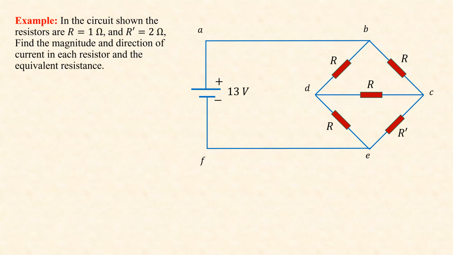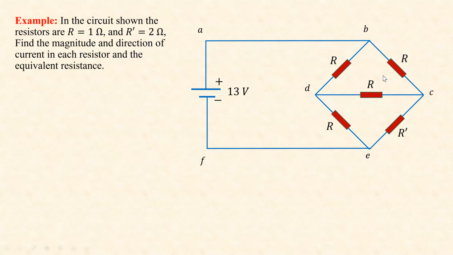This is another example. In this circuit, we have a battery of 13 volts, and each one of these resistors is identical, 1 ohm, but this one is 2 ohms. So they are not symmetrical. Find the magnitude and direction of the current in each resistor and the equivalent resistance for this whole thing. What is the equivalent resistance?